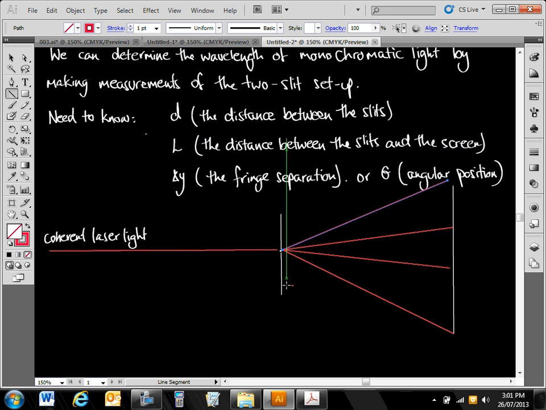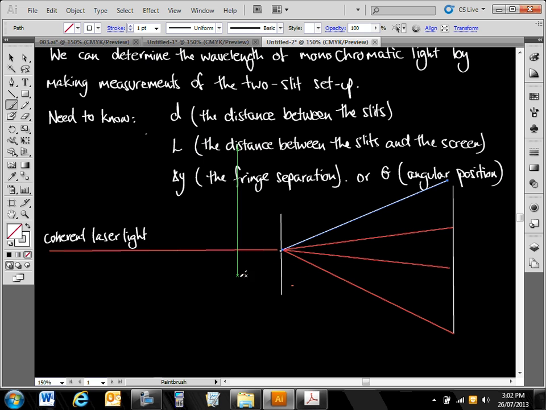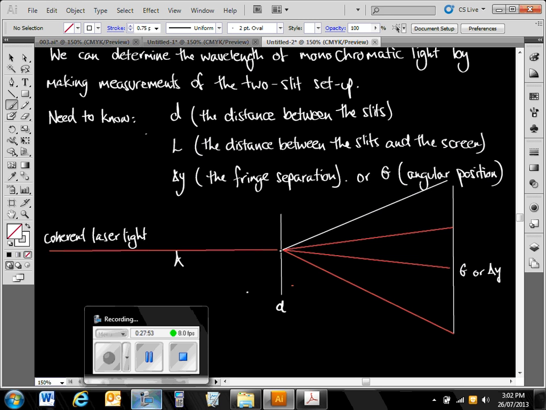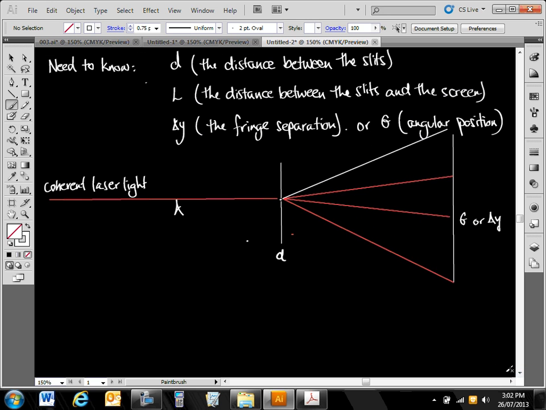Now what do we need to know here? All we need to know is D, the distance between the two slits. And then we can measure this, either theta or the fringe separation. And we can find lambda, the wavelength of that monochromatic light.